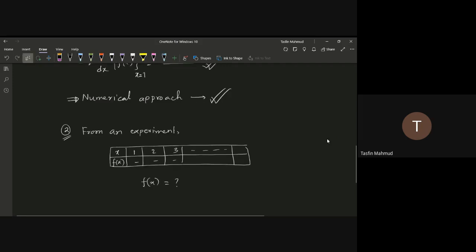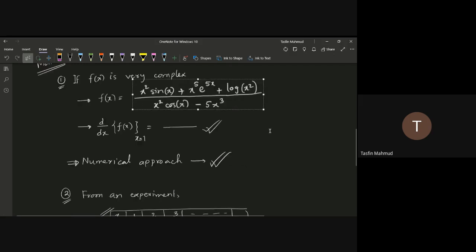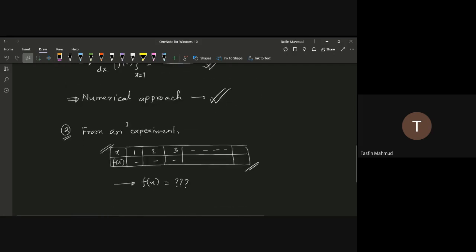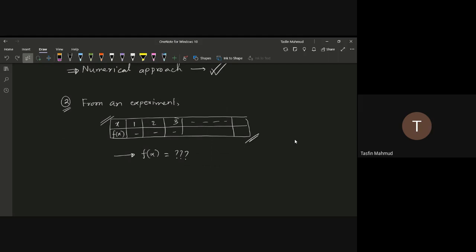f of x is equals what? We don't know what it is. We only have this data table, right? But we don't know the certain expression of f of x. We had an expression f of x in the earlier case, but as we have performed an experiment, we don't know what is the expression of f of x. Rather, we just have some x and y values from our readings, or we have prepared a data table. So in this type of case, let's assume we have to perform the derivative at x equals 3, numerical approach can help us once again.